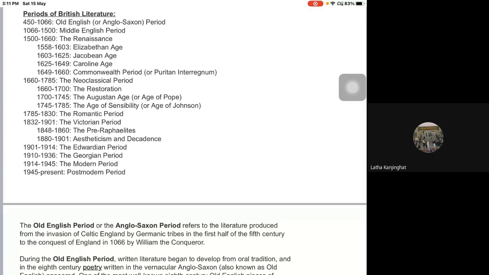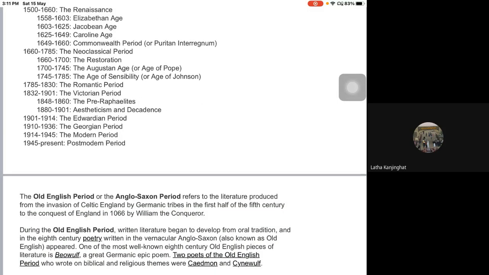In that, from 1848 to 1860 is the time of the Pre-Raphaelites, especially Pre-Raphaelite poets. Then 1880 to 1901 is a time of aestheticism and decadence. And after 1901, to the time of 1914, around the war period, the Edwardian period. Then 1910 to 1936 is the Georgian period. And after that, 1914 to 1945 is what we call the modern period. And post 45 to the present is the postmodern period.